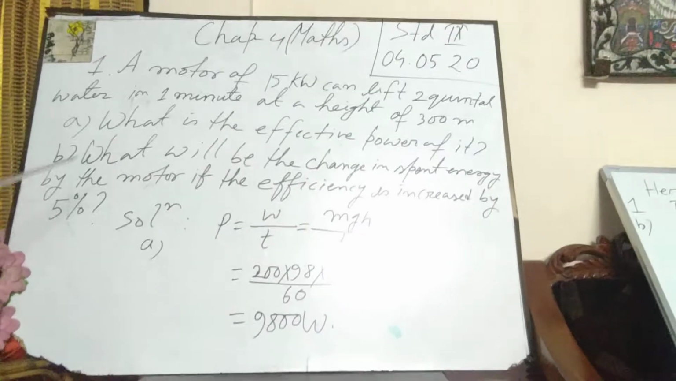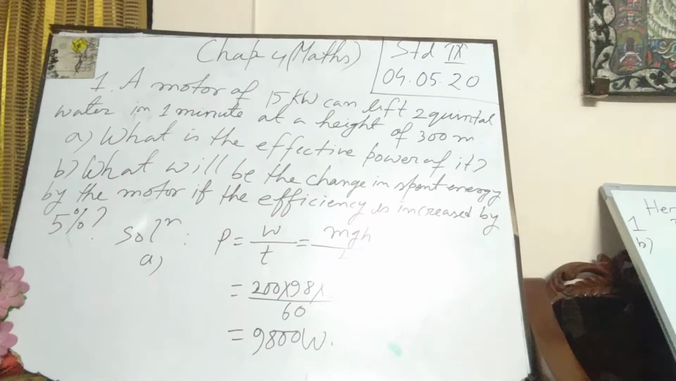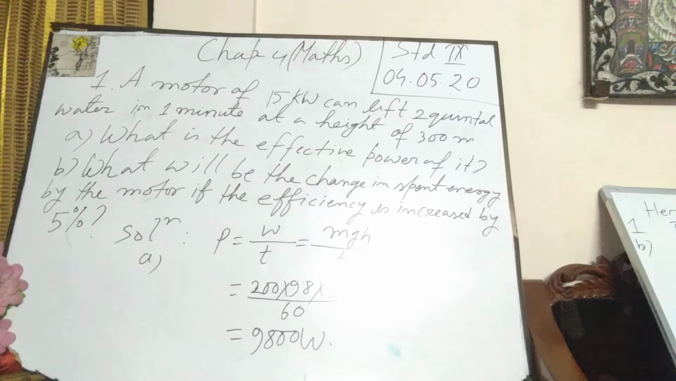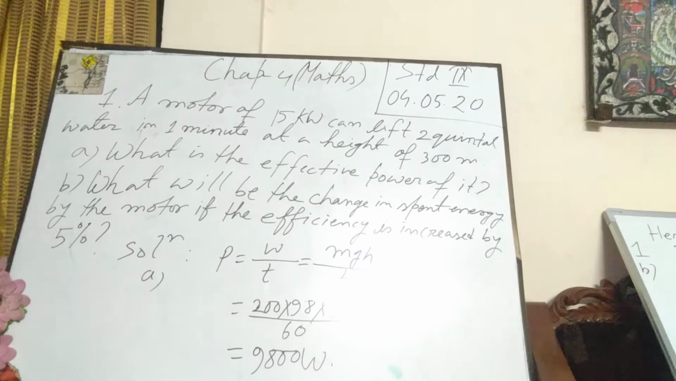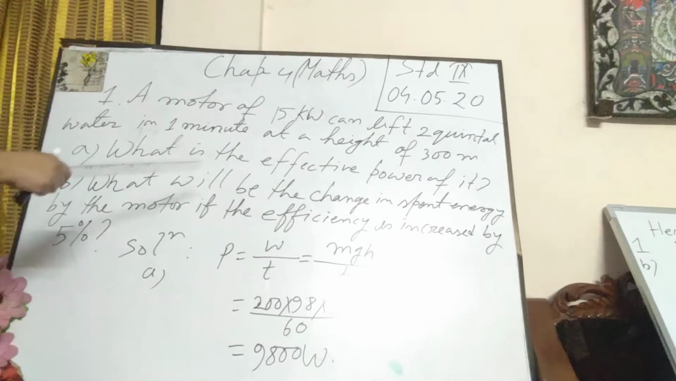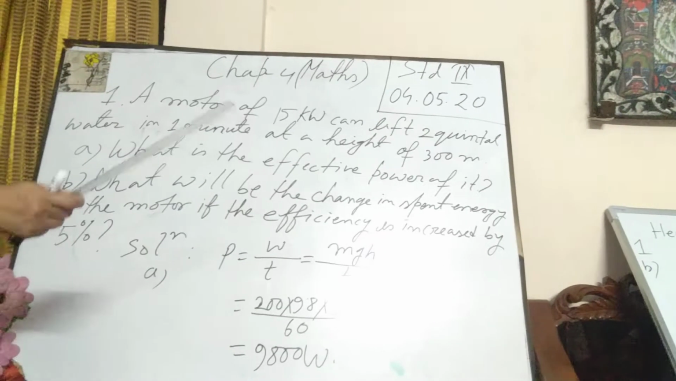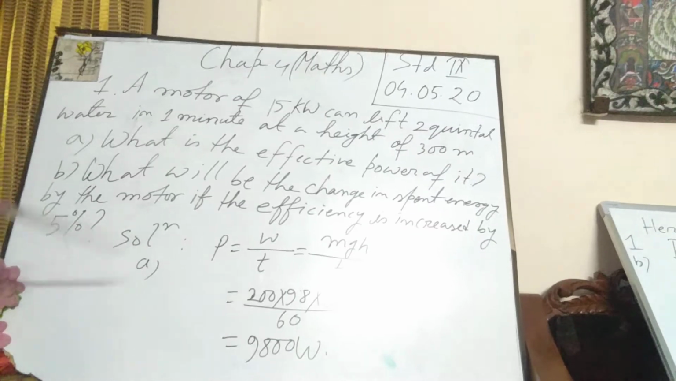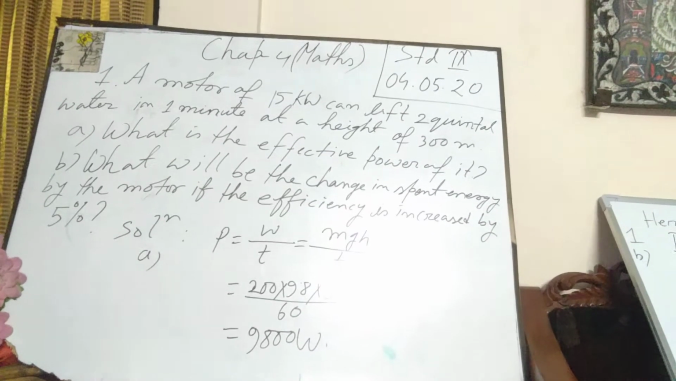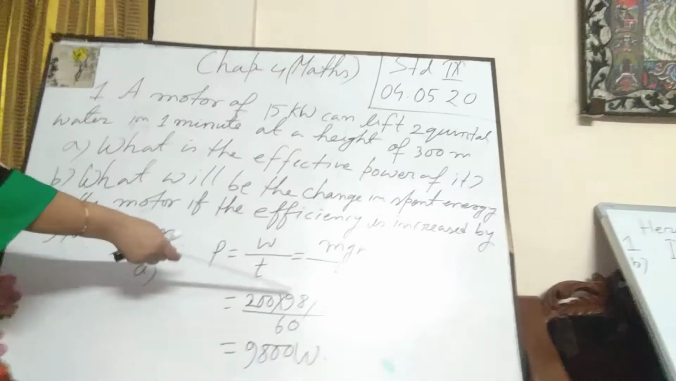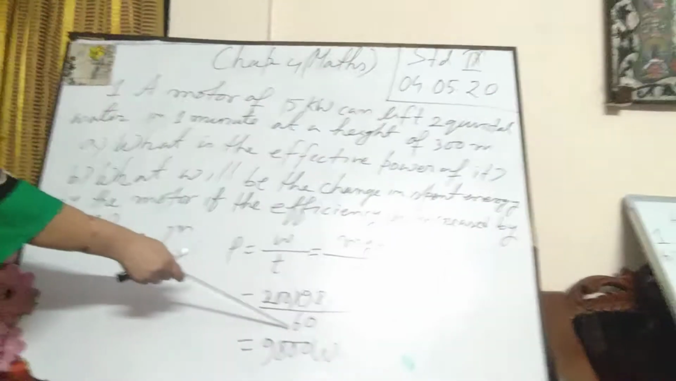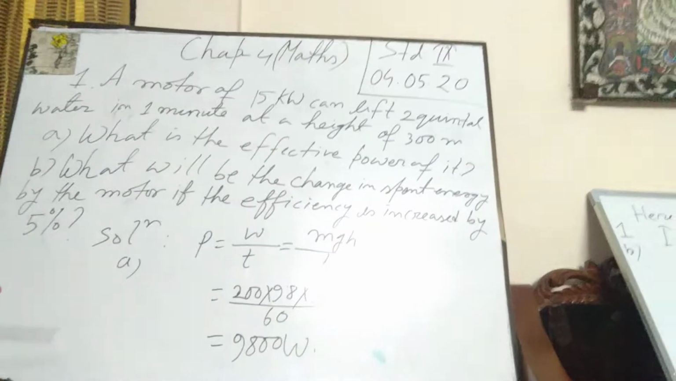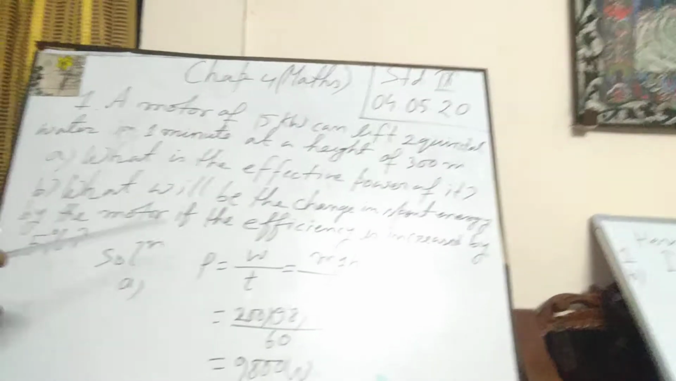2 quintal water, that means mass is given, 2 quintal. You know 2 quintal equal to 200 kg, because 1 quintal equal to 100 kg. And height is 300 meter and time is 60 seconds. And another one, the value of g, that is 9.8, we all know it and we require that. So 200 into 9.8 into 300 divided by 60 seconds, it comes 9,800 watt. So the effective power will be 9,800 watt.